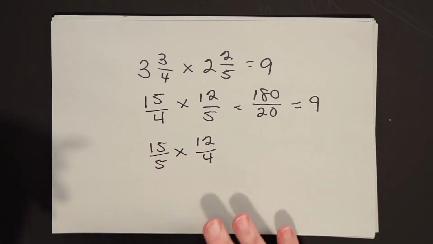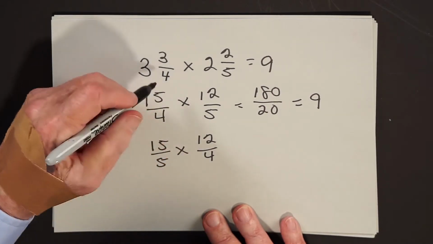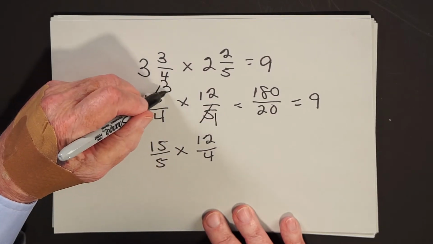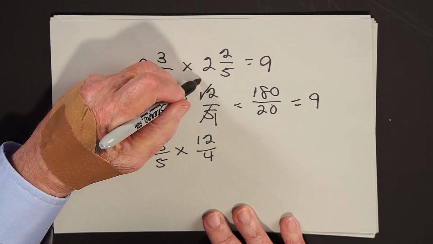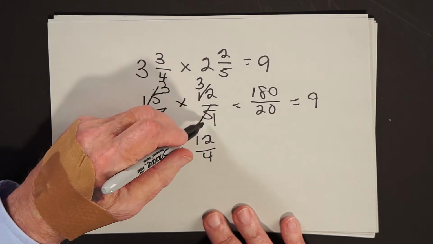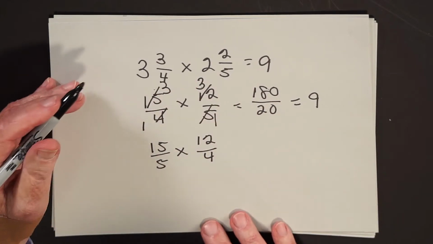The difference is, I don't think I emphasized this, but I may have, that you can reduce fractions. Before you multiply, you can say 5 goes into 15 3 times, 4 goes into 12 3 times. So this becomes 3 times 3 is 9, over 1 times 1 is 1. And now you get the answer without having to mess around with big numbers.